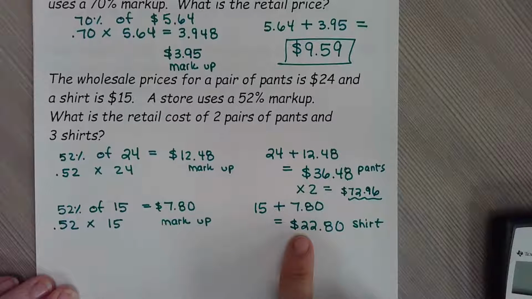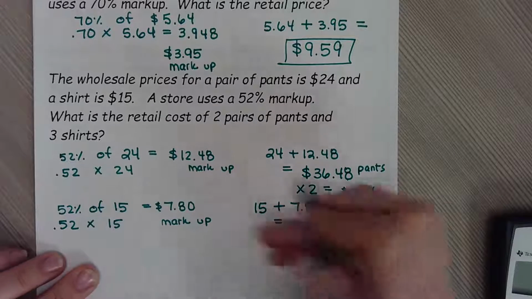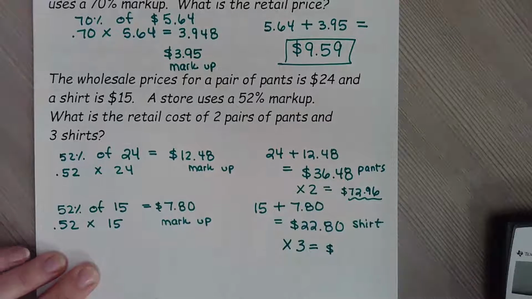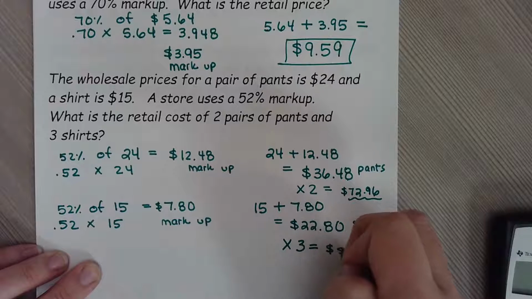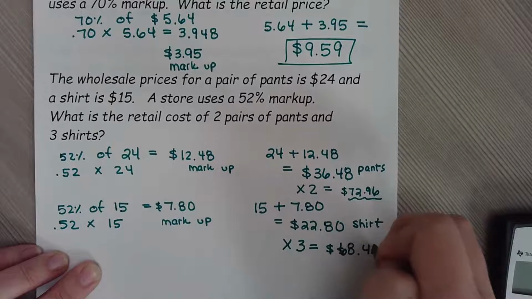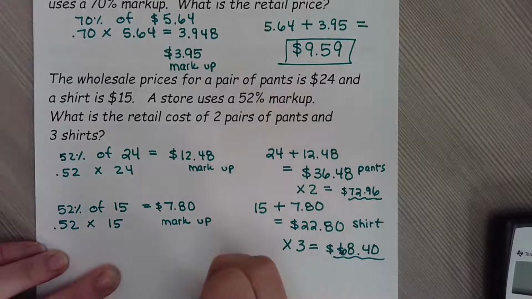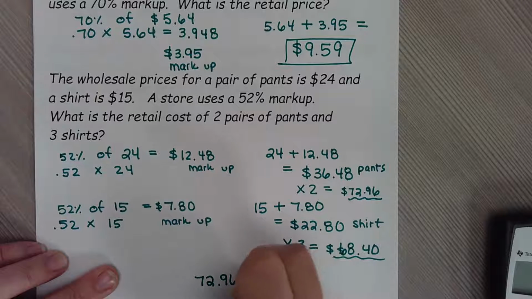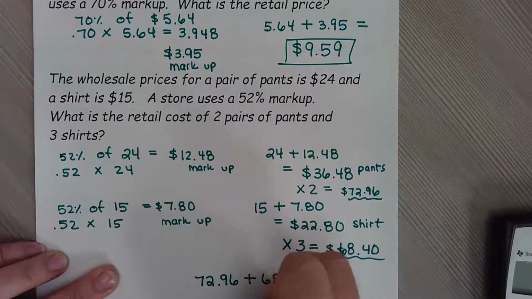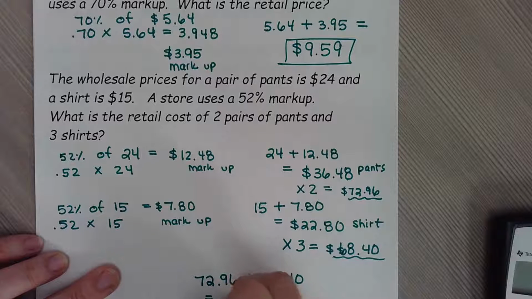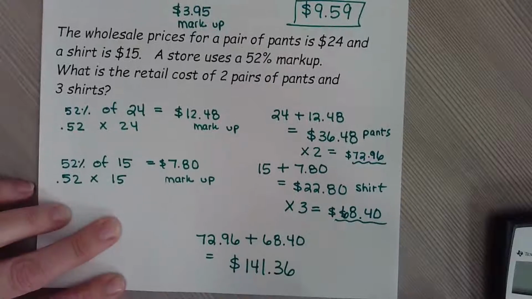Okay. The price of one shirt is $22.80. We're getting 3 shirts, so times 3, that would give me $68.40 for my 3 shirts. And now finally, the cost of the 2 pair of pants plus the cost of the 3 shirts. Final answer, $141.36. Cents. There we go.